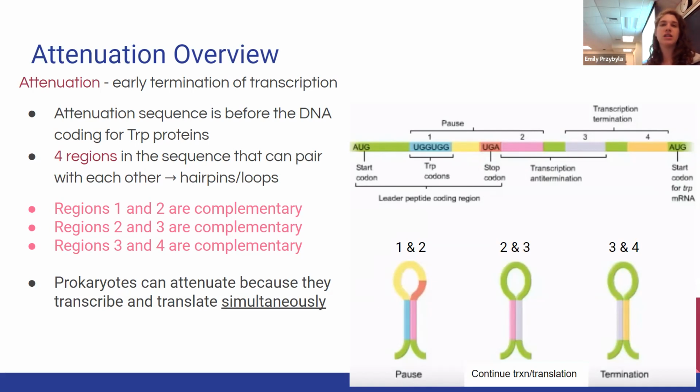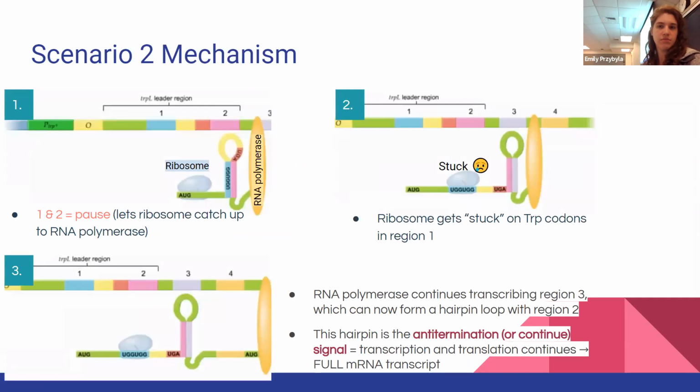So the mechanism of attenuation is that your RNA polymerase is hanging out, going, right? And then there, so here's your start codon, here's your trp codons, and here's 1, 2, 3, 4, right? So we have a pause for 1 and 2, right? Do we remember that there's a pause? Is this the mechanism? Yes? Yeah. So we've transcribed, now we're translating.